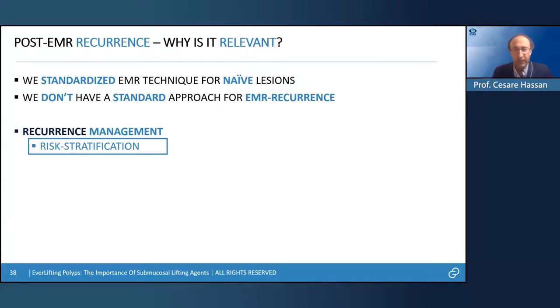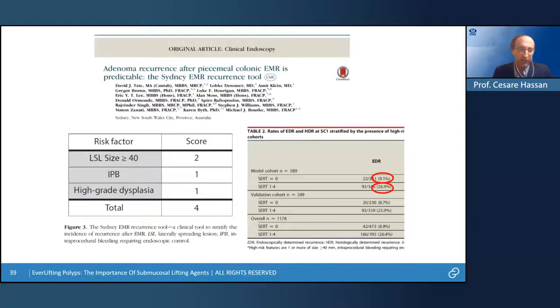First, we need to be aware that recurrence, of course, can happen, that it can be very nasty, but we can predict the risk of recurrence. This comes from the Australian experience, where there are three big predictors of future recurrence. First, it is the size. I don't feel that it is the size itself, but the size also means difficult access. It may be over a fold, or there may be some fibrosis. So first, size. Second, intraprocedural bleeding.